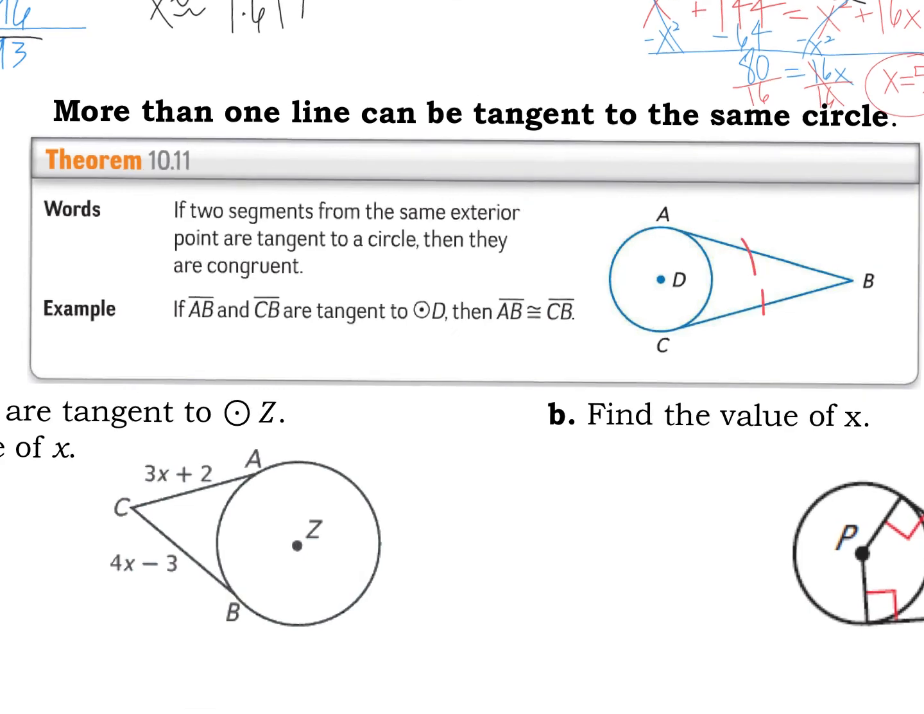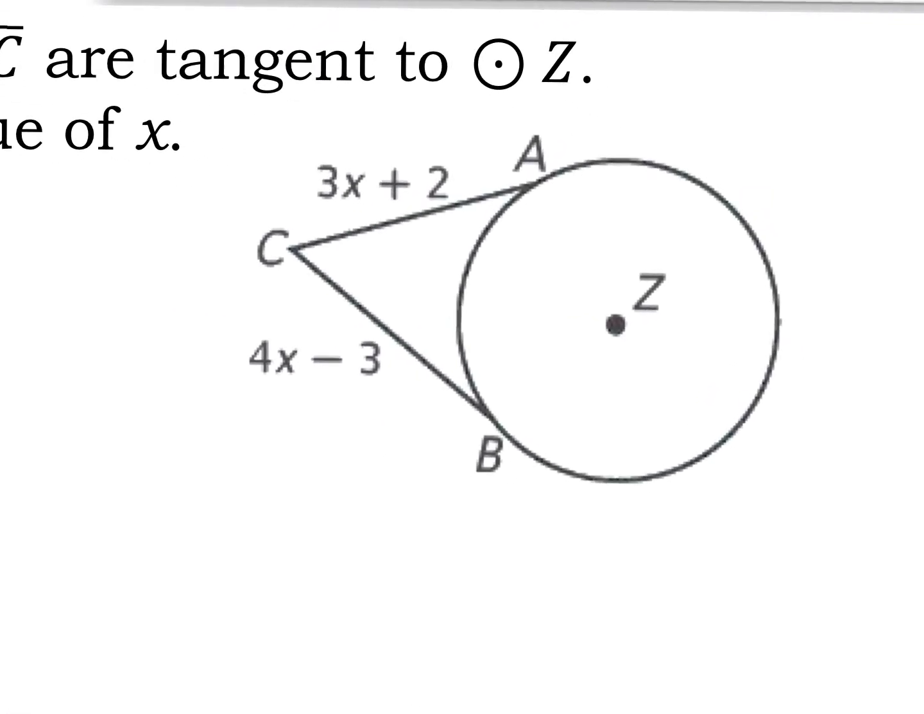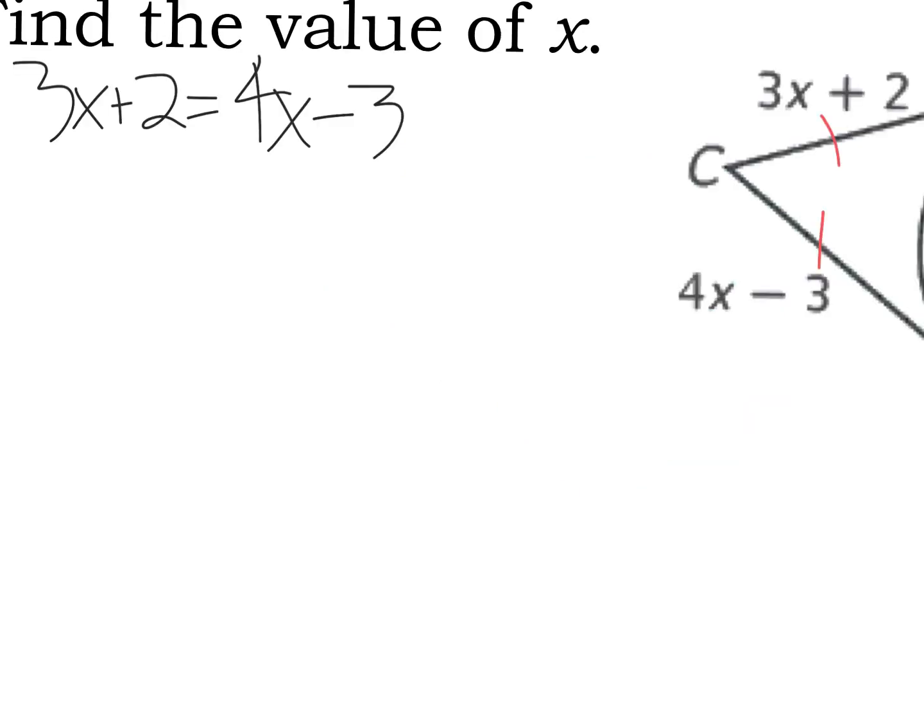So with our example here, we have 3x plus 2 on top and 4x minus 3 on bottom. So we know that they are congruent. So I'm going to set these equal to each other and solve. And then I'll plug it back in to figure out how long AC and CB were. So here I have 3x plus 2 equal to 4x minus 3.